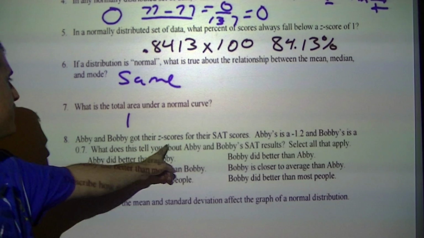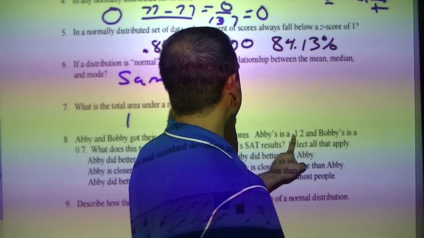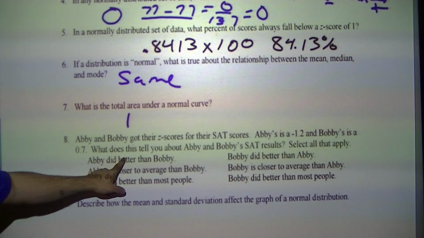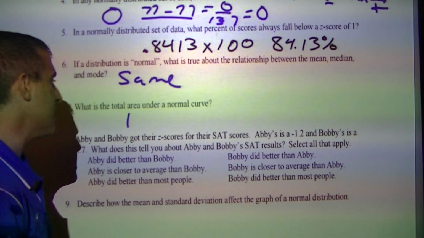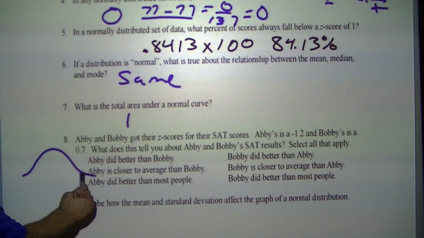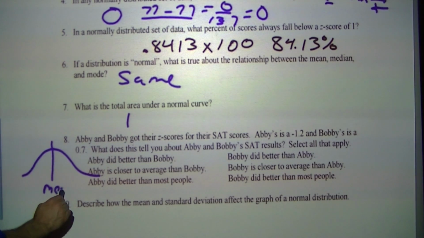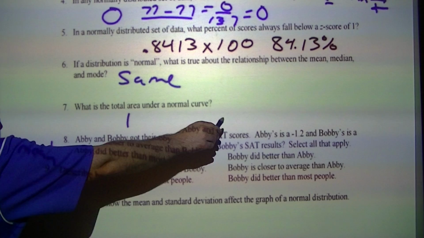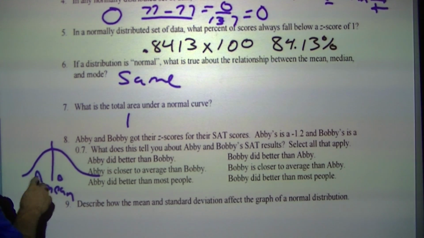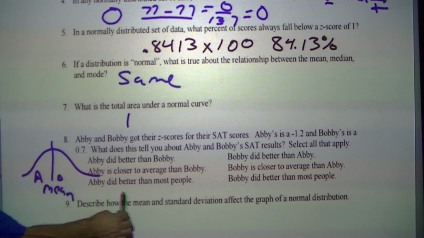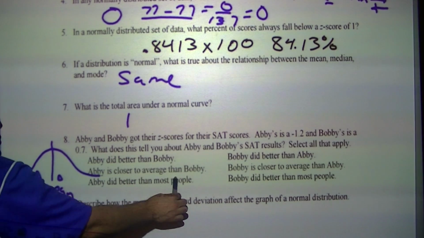Abby and Bobby got their z-scores for their test. Abby is a negative 1.2, and Bobby is a 0.7. What does that tell you about Bobby and Abby's SAT results? All right, now, since the mean is here, Bobby would be right here. That's Bobby. Abby, since she's got a negative z-score, she'll be over here, okay? So we know Abby didn't do better than Bobby because if you go along this line, this is better. Abby is closer to the average.